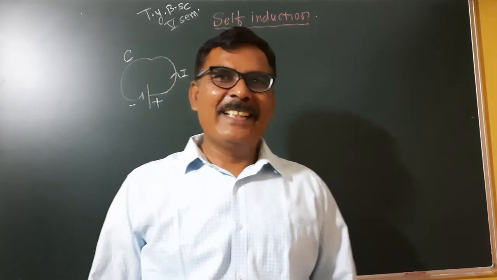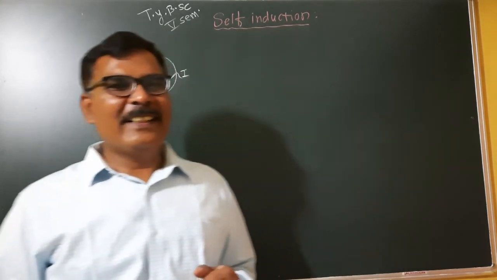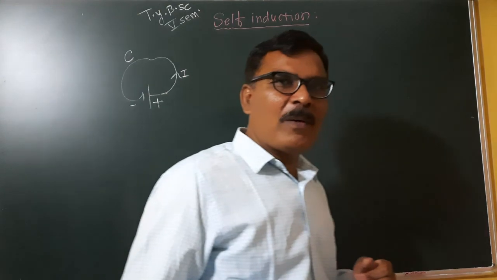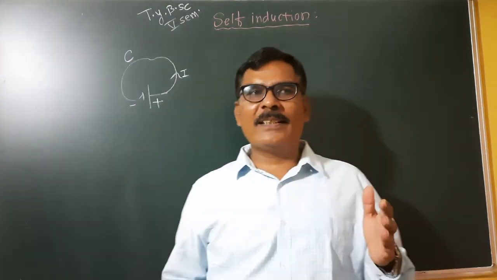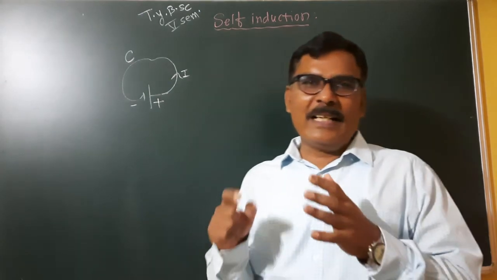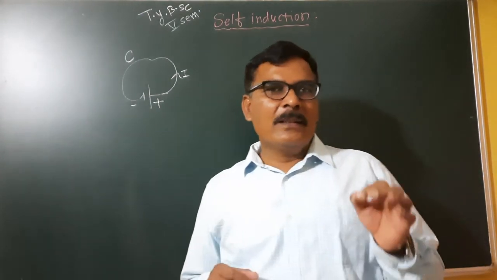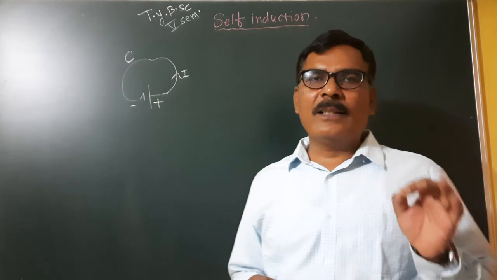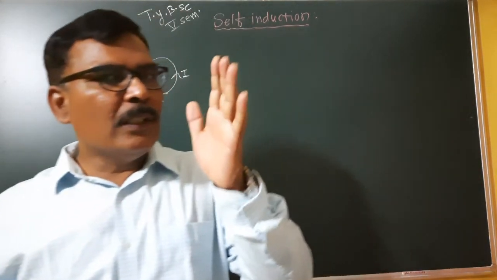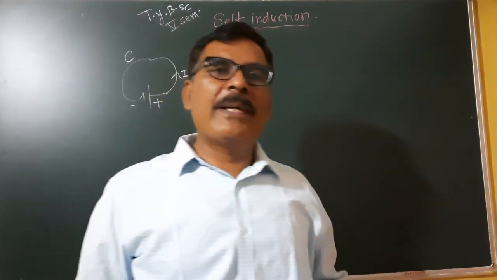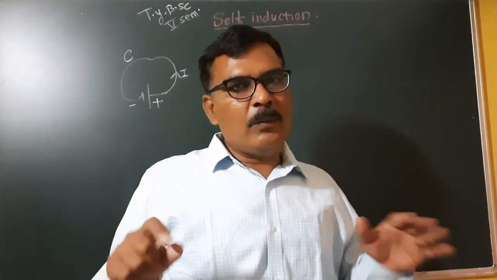Hello everyone. In the last lecture we studied the differential form of Faraday's law of electromagnetic induction. This is very important. What is the differential form? Curl of E bar is equal to minus dou B bar by dou t. This is the differential form of Faraday's law of electromagnetic induction.